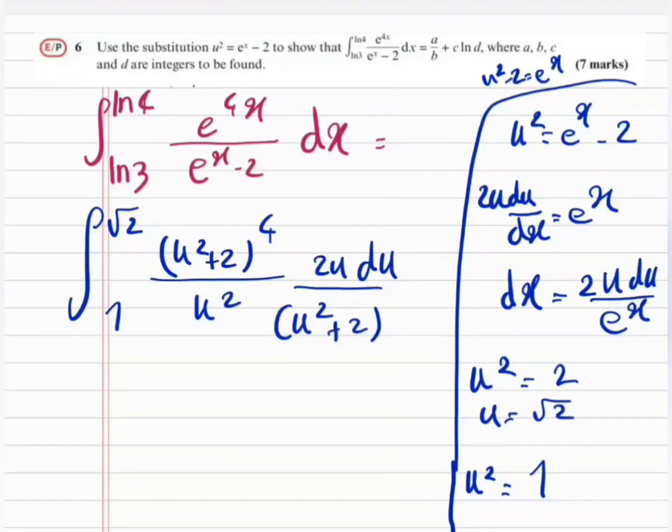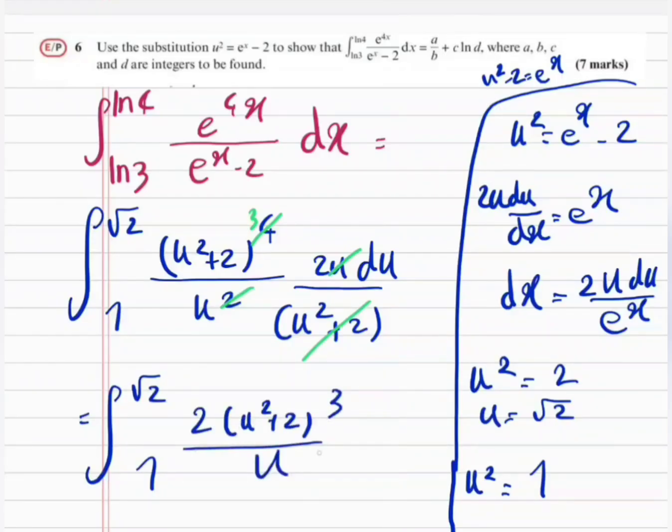Okay, now we can simplify some of this. So we have u squared plus 2, so that simplifies with this power, and the power becomes 3. And then this u simplifies with this u. And we'll have root 2, 1, then 2 times u squared plus 2 cubed over u du.